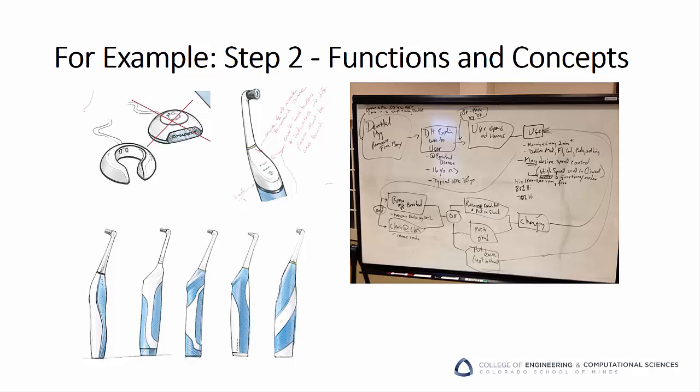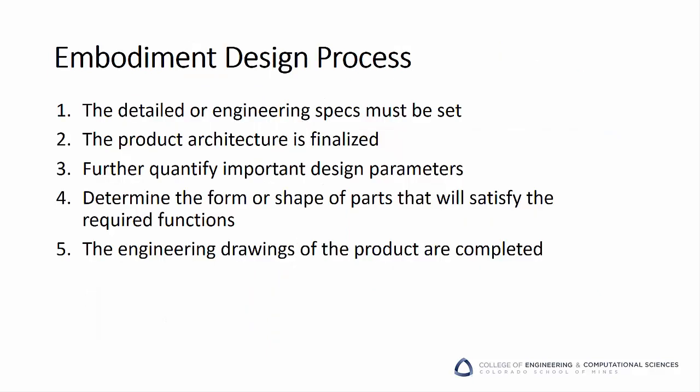We've probably already started looking at some super high-level concepts at this point, too, because it's hard to resist. So we might have a general direction we're thinking of proceeding. But now what? Well, now we're entering into embodiment design. I don't worry too much about items 1, 4, and 5 on the list shown. Items 4 and 5 determine the form or shape of parts that will satisfy the required functions. The engineering drawings of the product are what many people enjoy and think of when using the word design.